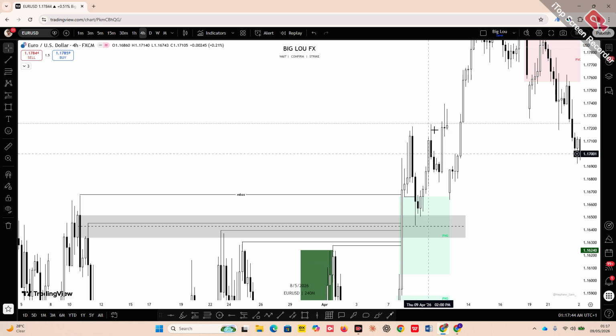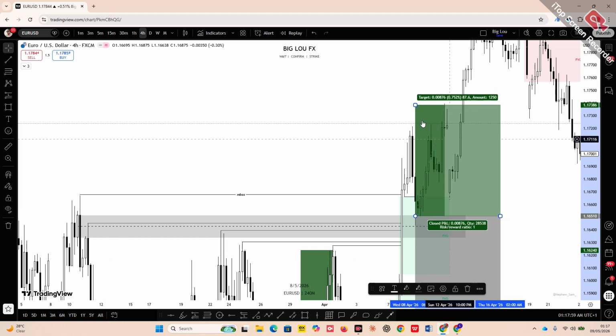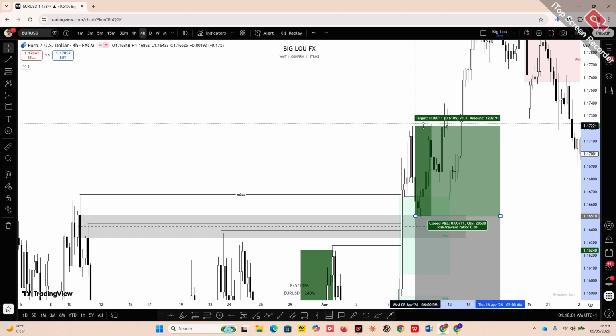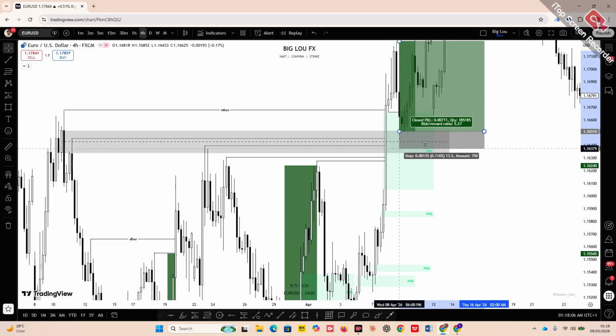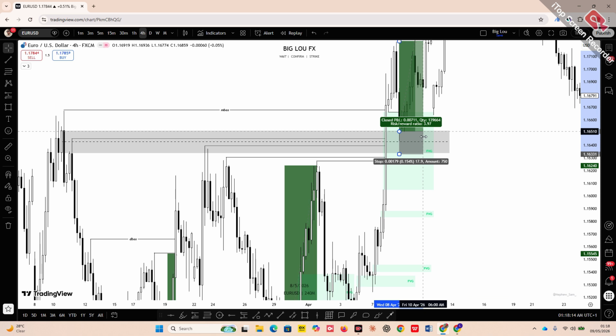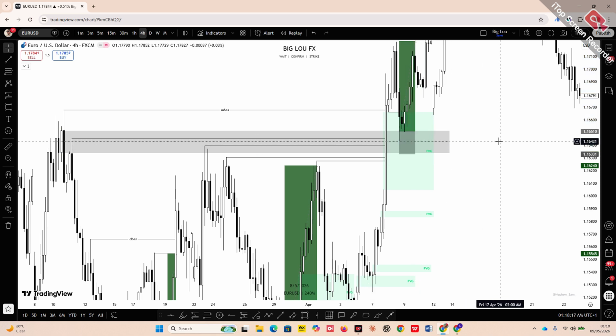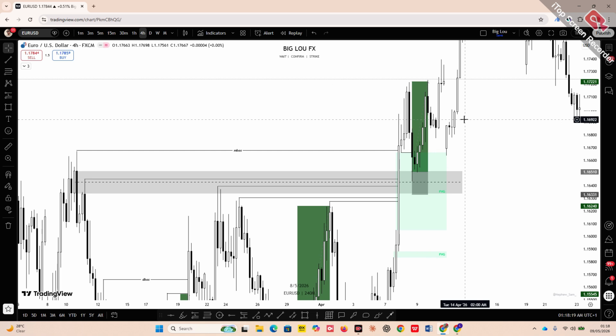Your first point to come out will be here, which is the closest draw on liquidity. Of course, that is not the only draw on liquidity. That is just the closest. So we want to come out here. We don't want to hold this trade unnecessarily long. You catch another one, a very healthy one is 1 is to 3, almost 1 is to 4. So you want to come out at that high.